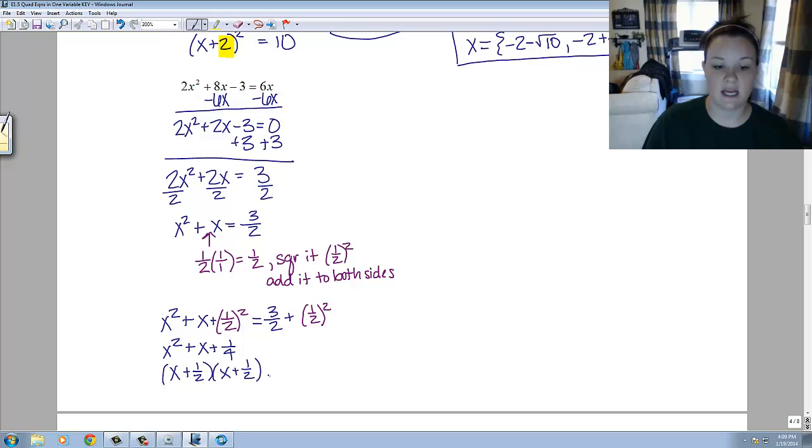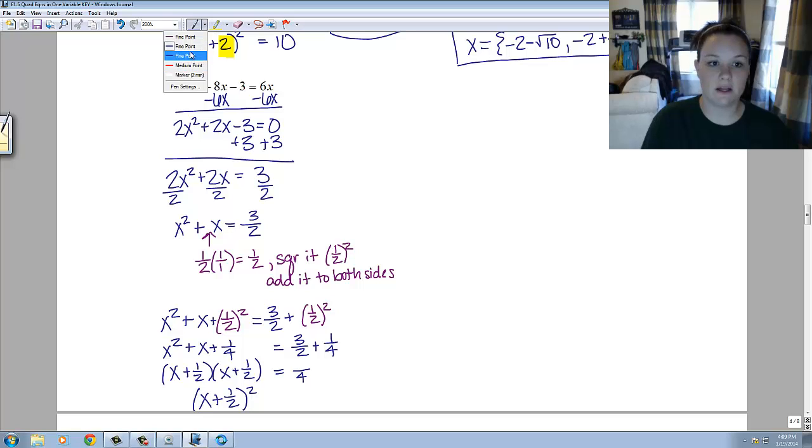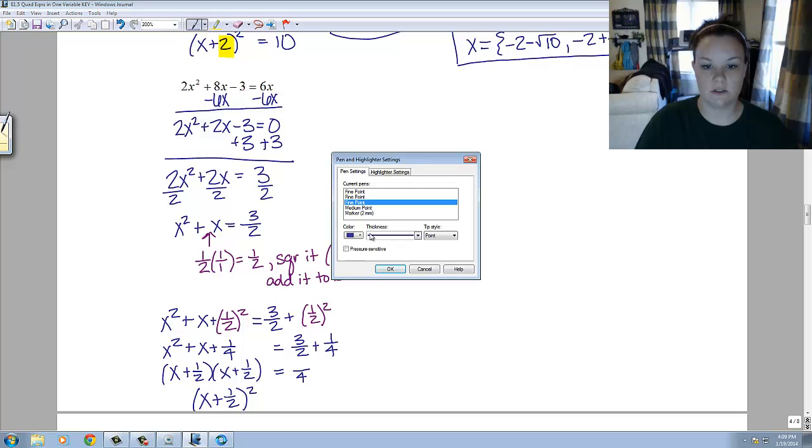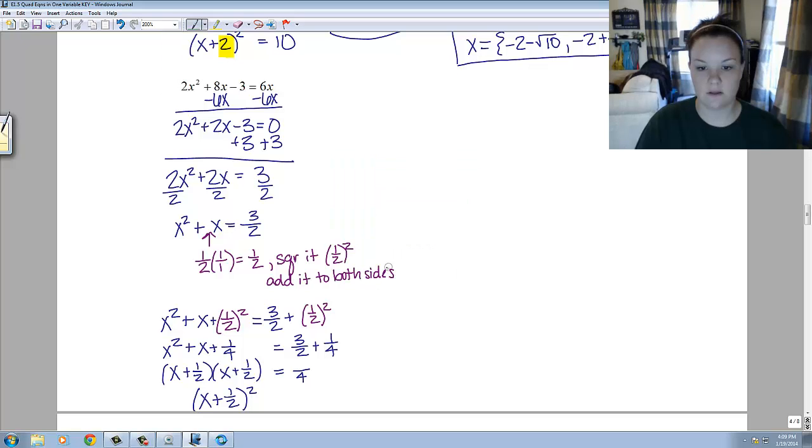On the other side, I need to go ahead and simplify. I have 3 halves plus 1/2 squared is 1/4, and then I need a common denominator. So if I want to write this over 4, I would have to multiply top and bottom by 2. Let me get a different color, something other than blue. So we know we're doing something other than completing the square at this point. So I'm going to multiply on top and bottom by 2. So this would be 6/4 plus the 1/4 gives me 7/4.